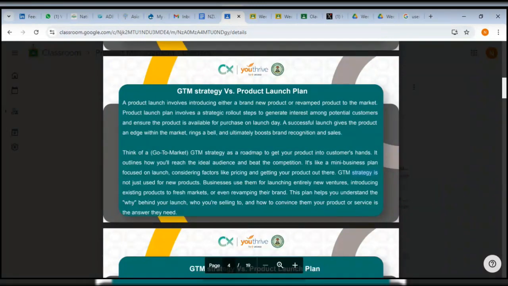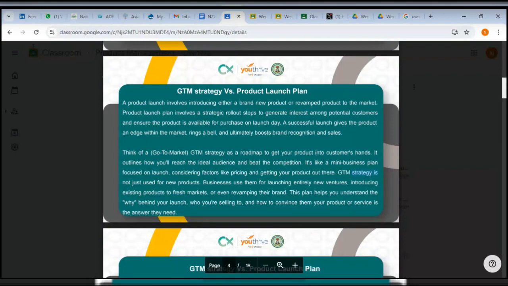So, like I said, your go-to-market strategy is a focus on the market itself. What makes up the market? Your competition and your users and or potential users. That is what your plan is on when it comes to your go-to-market strategy. It's like a mini business plan focused on launch, right? Considering factors like pricing, getting your products out there.